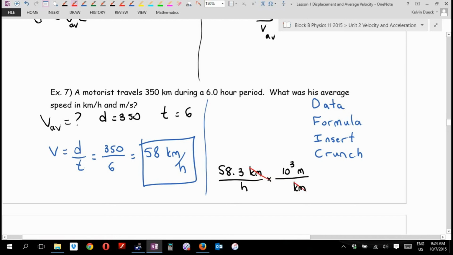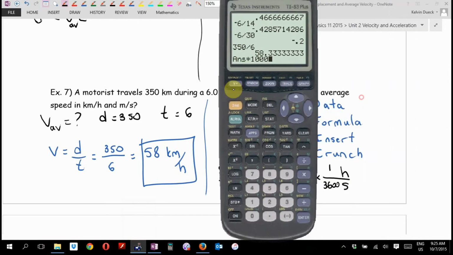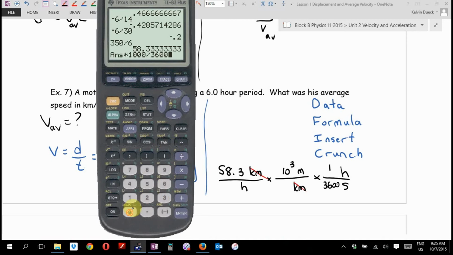Now I need to get rid of hours. Where is hours in my original fraction, by the way? On the bottom, so I want to put it in my next fraction on the top to get it to cancel. And I'm going to go straight to seconds because I know that 1 hour is 3,600 seconds. So it's going to be 58.33, I got it here on my calculator, times 1,000 divided by 3,600. And I get 16.2 meters per second.